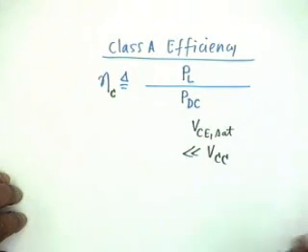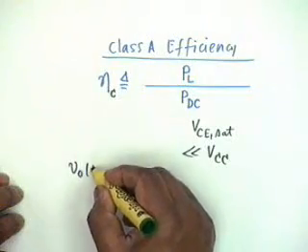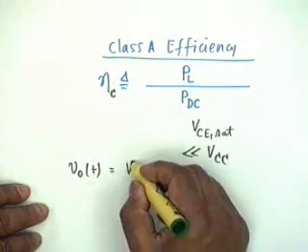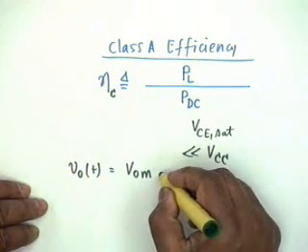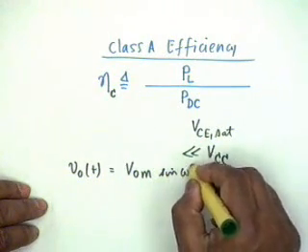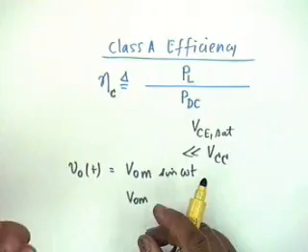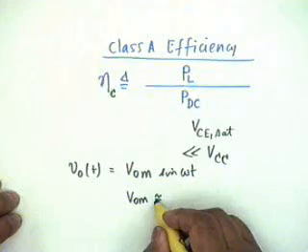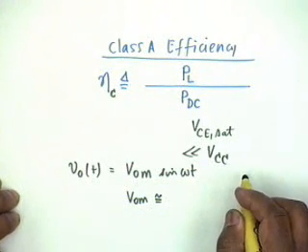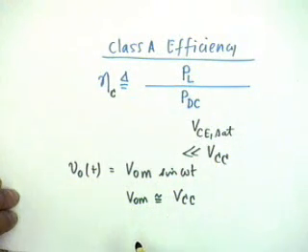Now suppose in the class A amplifier, IQ RL has been so selected that VO(t) is equal to VOM, the maximum value, multiplied by sine omega t, and the transistor has been driven to its maximum possible swing. Then VOM would be approximately equal to what? VCC, because we are ignoring VCE sat, okay?